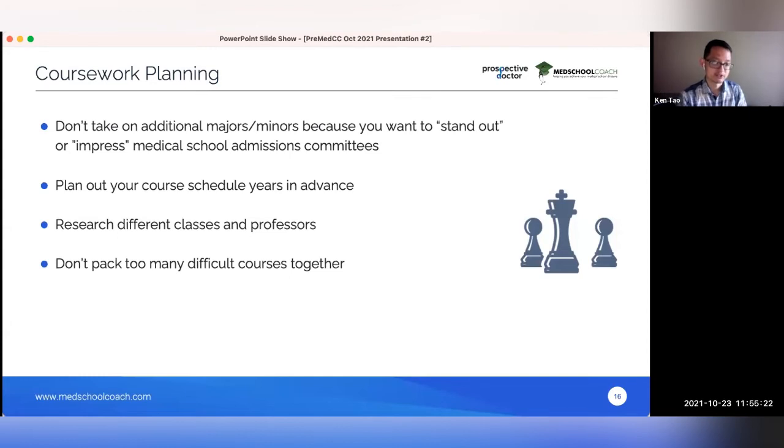Point number three, research different classes and professors. I guess this is pretty much what I was saying, but in addition to researching different professors, look into classes more. If you're looking at classes, it can often be helpful to ask peers, or at some schools, they have websites where they show grade distributions, right? It differs from school to school, but at a lot of schools, when you're looking up classes, you can type in the name of the class and see what the grade distribution was in that class.